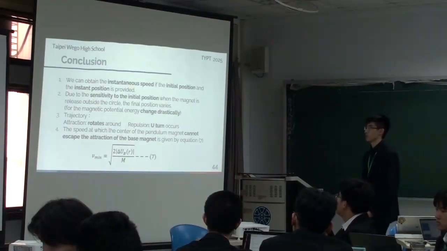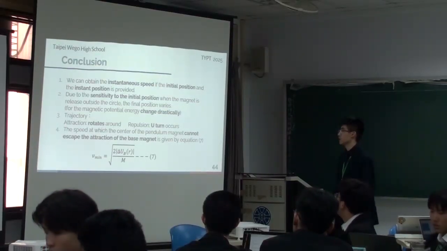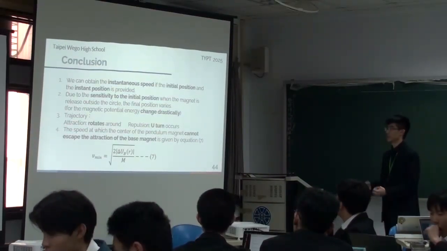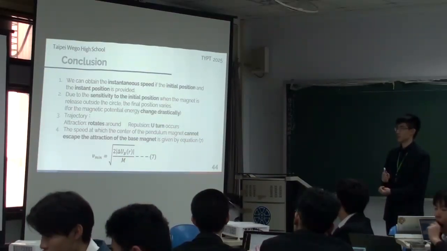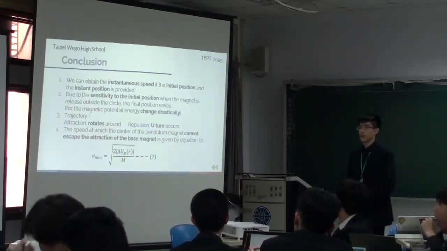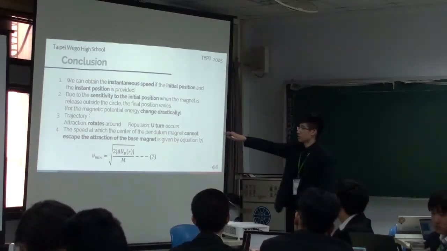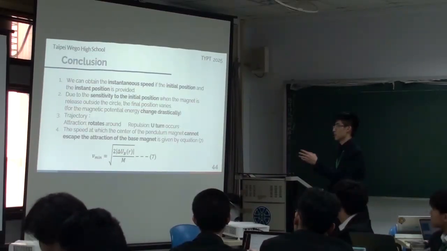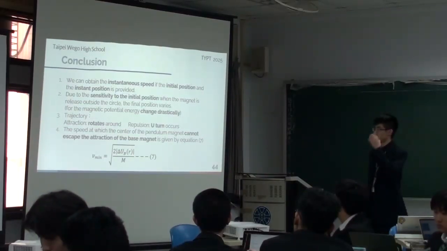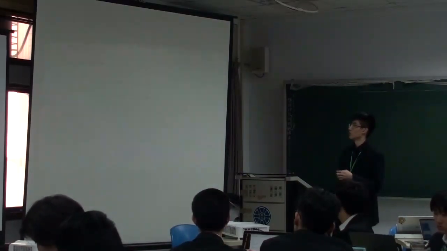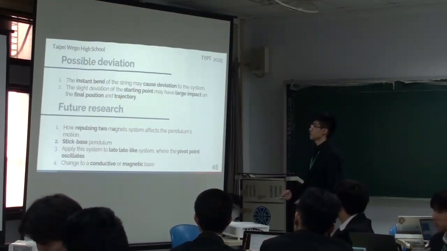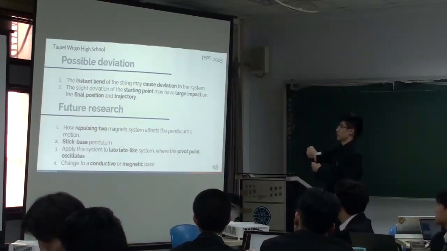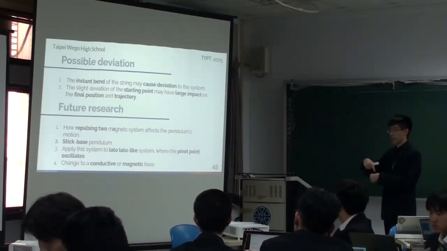So here are some conclusions. We can obtain an instantaneous speed if the initial position and the instant position are provided through our series. And for the trajectory, with attraction, the pendulum will rotate around, and with repulsion, U-turns occur. And here are some possible deviations. The instant bend of the string may cause deviation to the system, like energy loss.